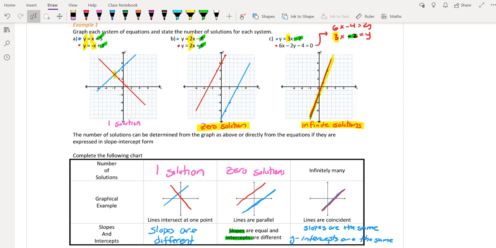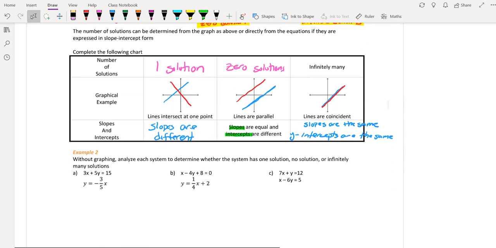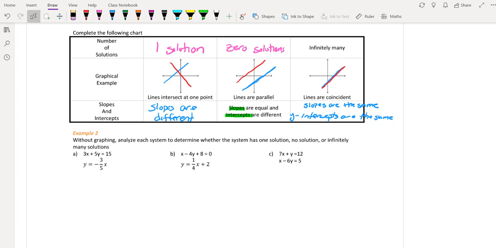Okay. So in the last example here today, I want you to look at systems A, B, and C we got here. Compare the slopes, compare the y-intercepts, then use this chart here to determine how many solutions each one of these systems has. So pause the video and give that a try.